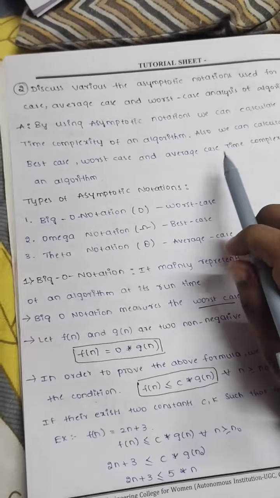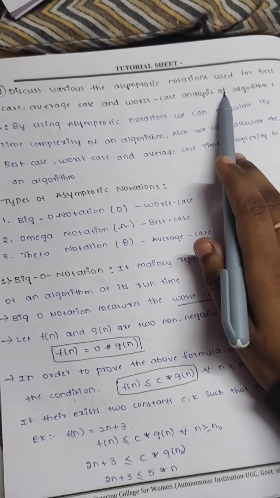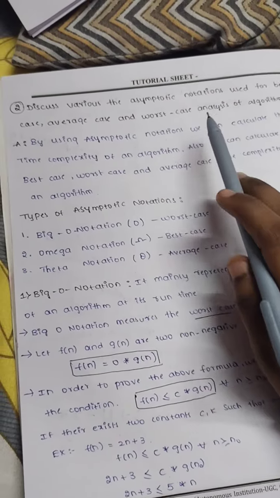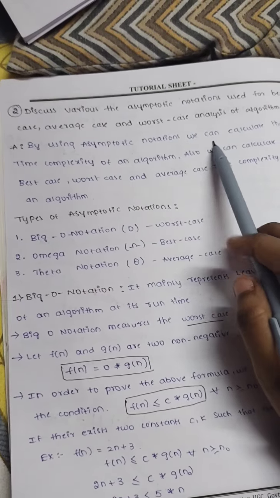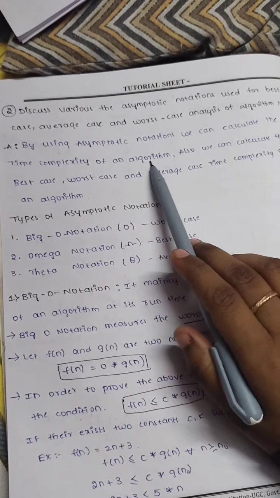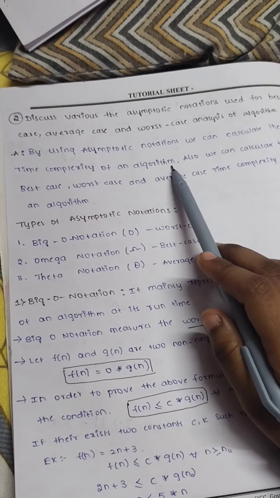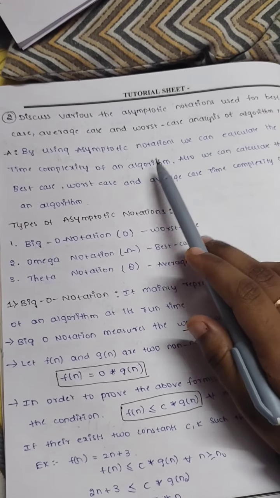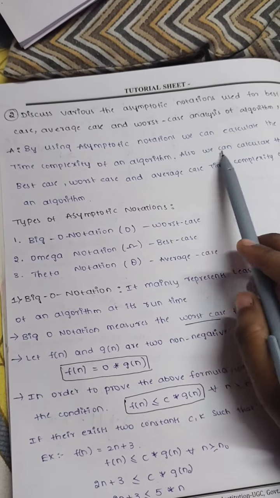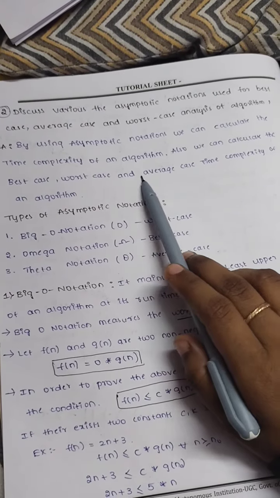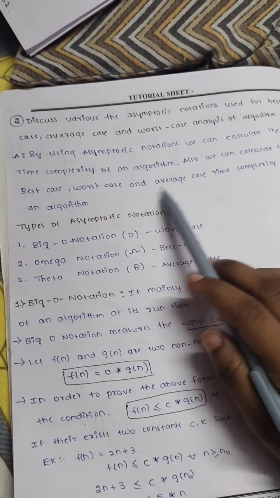Discussing asymptotic notations in DAA, design and analysis of algorithms. By using asymptotic notations we can calculate the time complexity of an algorithm. Also we can calculate the best case, worst case, and average case time complexity of an algorithm.